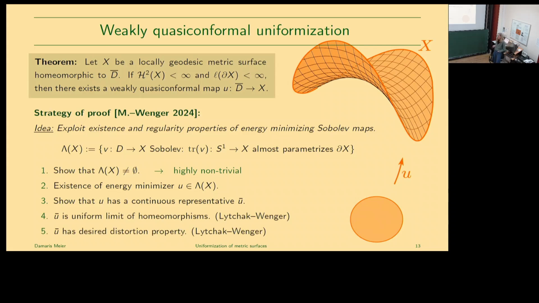And now I want to talk a little bit about how to show that this first step that I said is fairly non-trivial. Yes? So can you explain what that set of functions represents, or what they are? This Lambda of X. Yeah. So these are the candidates that we look for. Yeah, but I don't understand the definition.